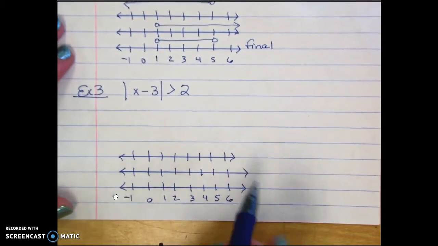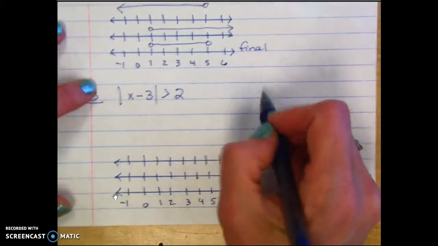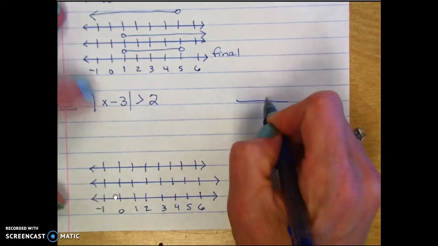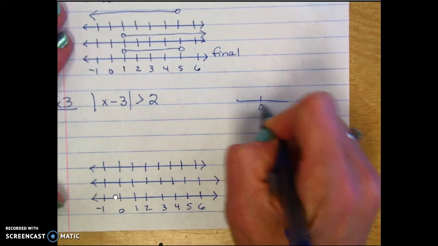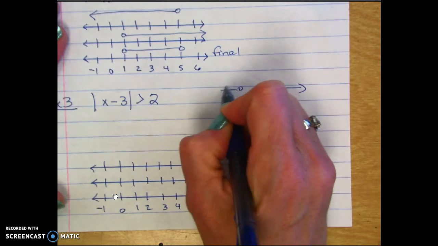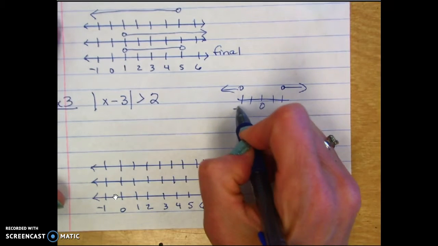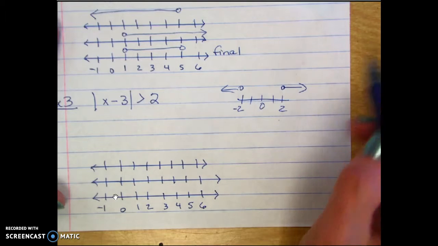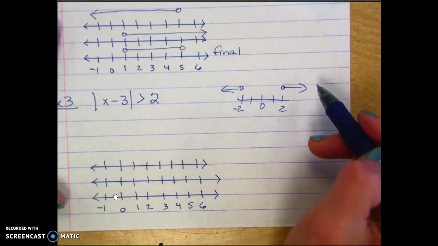The last one is a greater than problem. When we are talking about greater than 2, we want our answer to be greater than 2 spaces away from 0. So it has to be beyond 2 or beyond negative 2 on the number line.